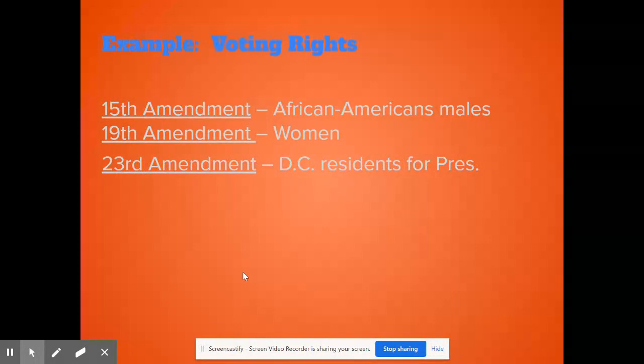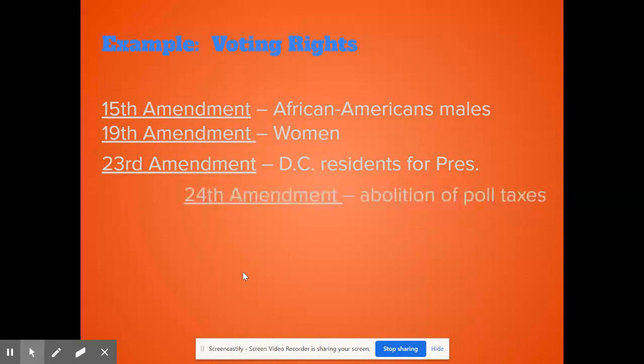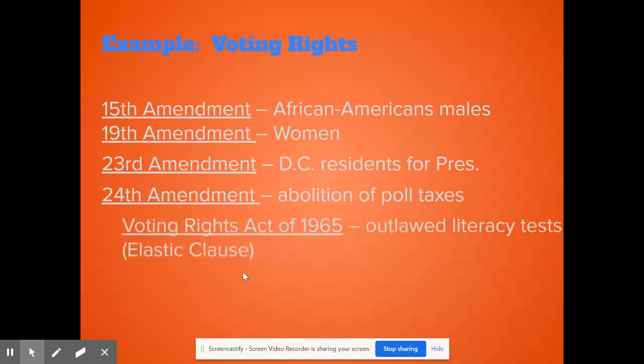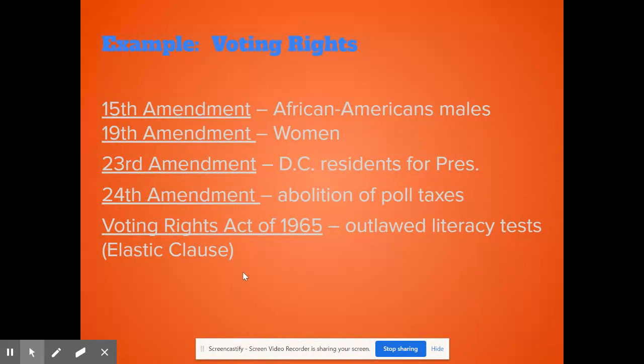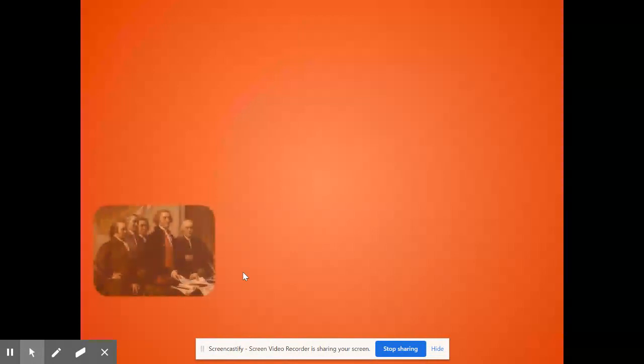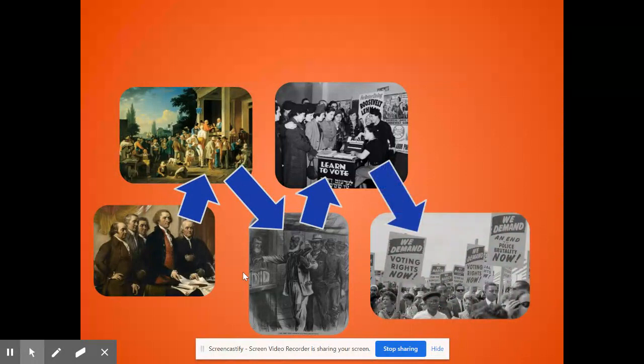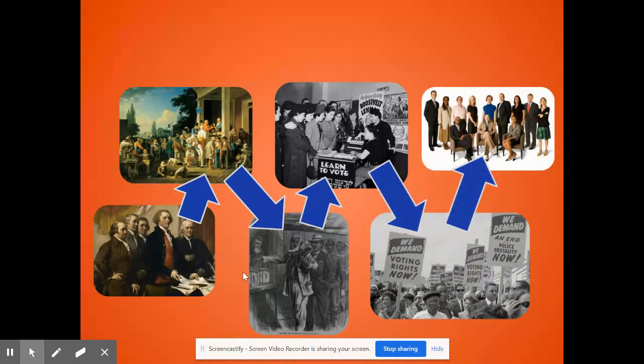The 23rd Amendment gives people living in Washington, D.C., the residents of D.C., the ability to vote in presidential elections. The 24th Amendment outlaws poll taxes, so people used to have to pay to vote. That was gotten rid of. The Voting Rights Act of 1965 outlaws literacy tests and other barriers to people being able to vote. And the 26th Amendment lowers the voting age from 21 to 18. This takes place during the Vietnam War. As you can see in voting rights, there's this evolution of who can vote that's changed and been expanded and has made voting a little bit easier over time.